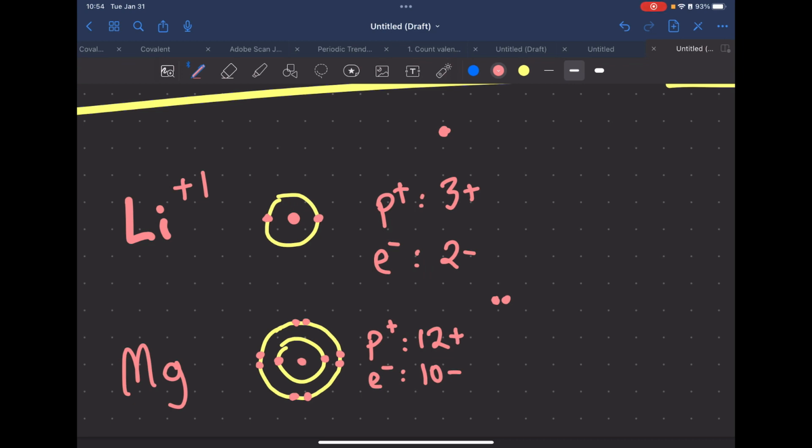So overall, is it going to be a positive ion or a negative ion? Positive. Positive again. But this time, we have a charge of not plus 1, but plus 2. So this is why different ions have different charges, because they've lost different numbers of electrons.